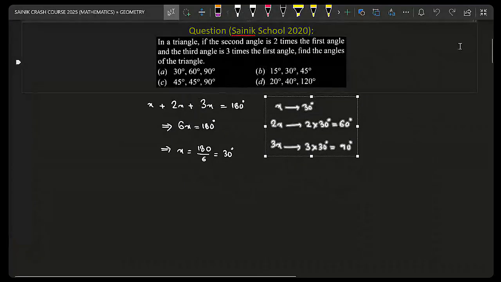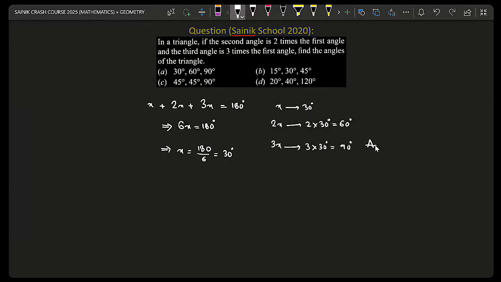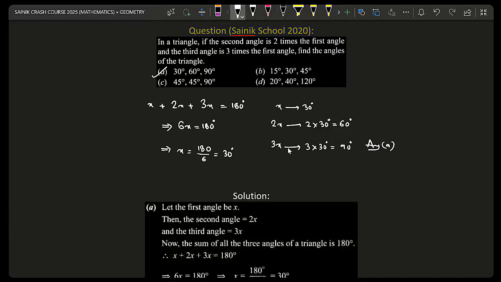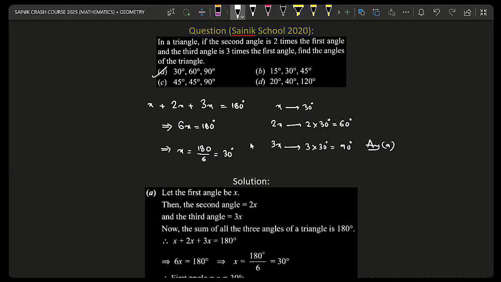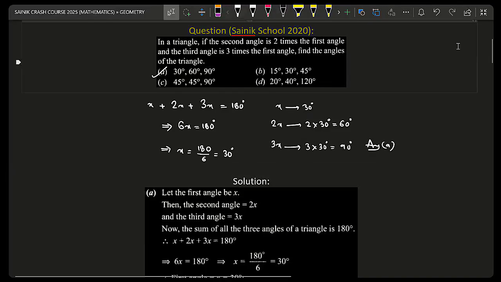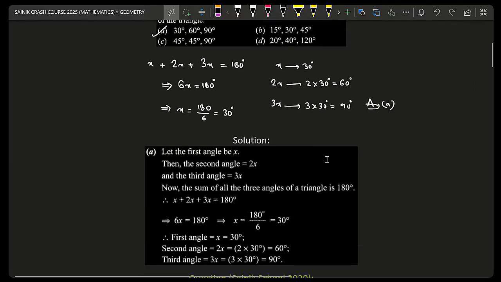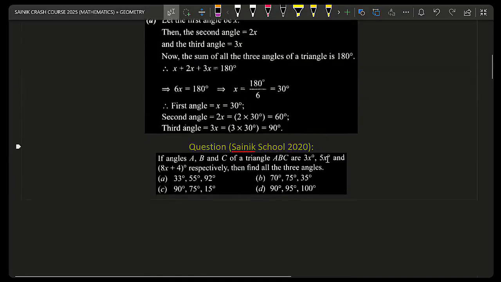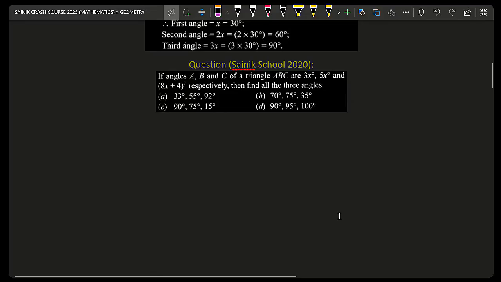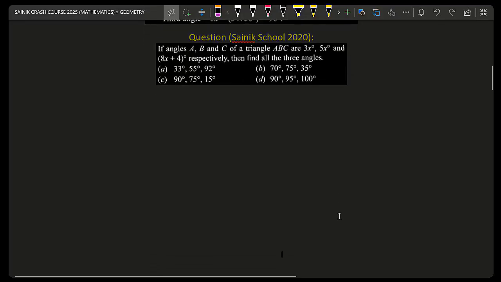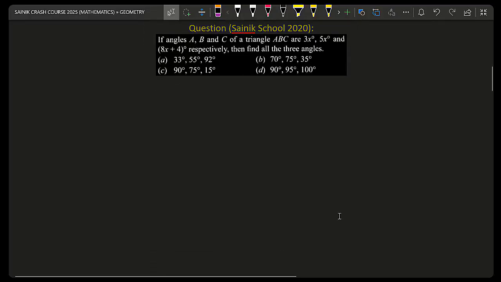Yes, which option is correct, Ashwadhan? Sir, option A. Yes, Ashwadhan, you can mute. So the same textual solution we also have: the angles are 30, 60 and 90. And the next question also came in the 2020 exam. So you can see in the same year paper, we got 2 questions on this topic, angle sum property.